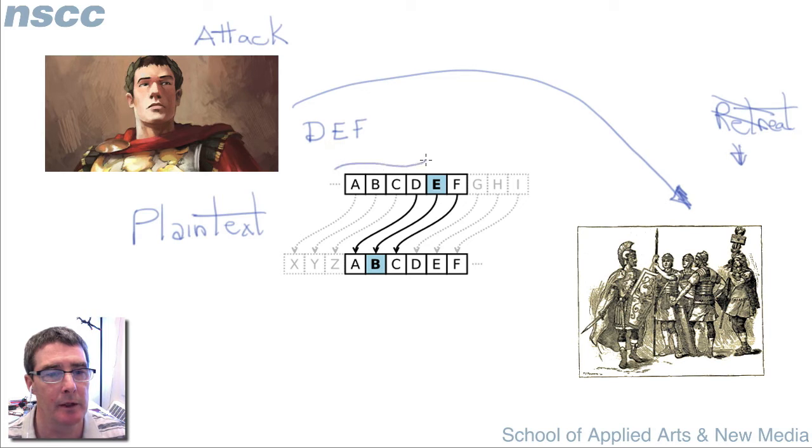And we have a little encrypting algorithm, and out pops ciphertext. So if we put it through this algorithm, out would pop this, and this is called the ciphertext.